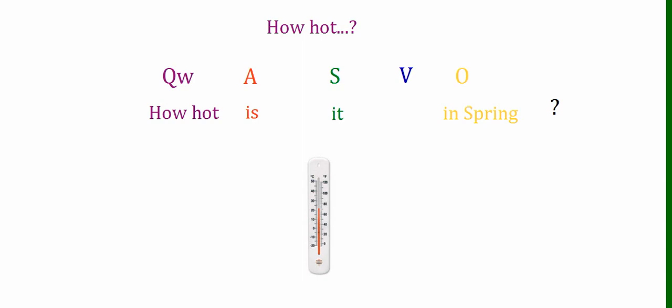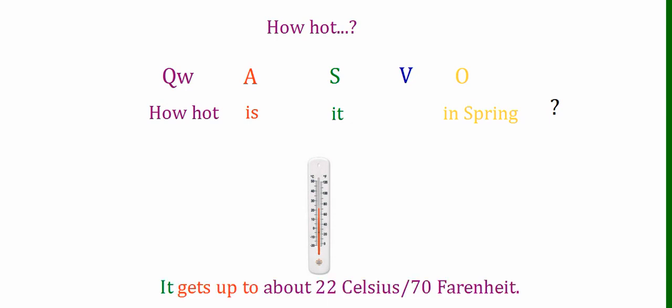How hot is it in spring? So for how hot, we're talking about temperature. And the correct phrase to use when we answer questions like this is it gets up to. So it gets up to, and then about 22 Celsius or 70 Fahrenheit. So it depends what country you're in, whether you use Celsius or Fahrenheit. For example, here in Costa Rica or in England, where I'm from, we would use Celsius, but the United States uses Fahrenheit.